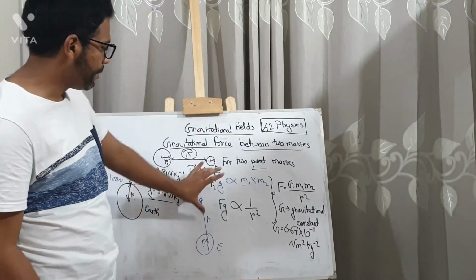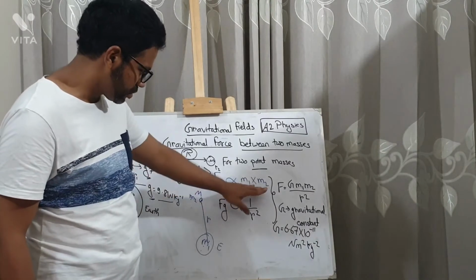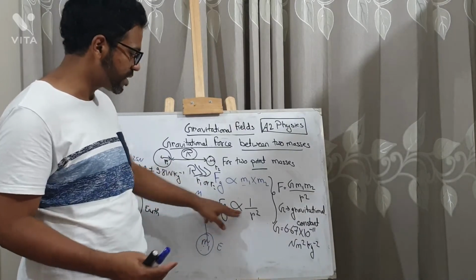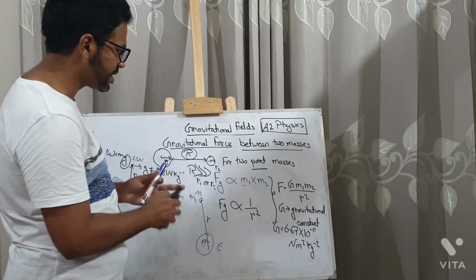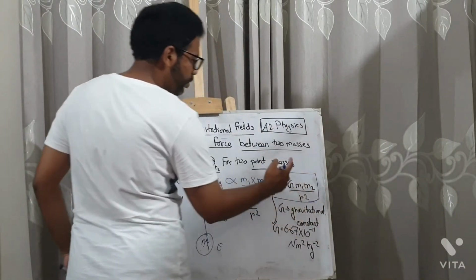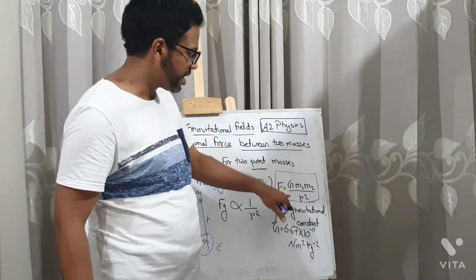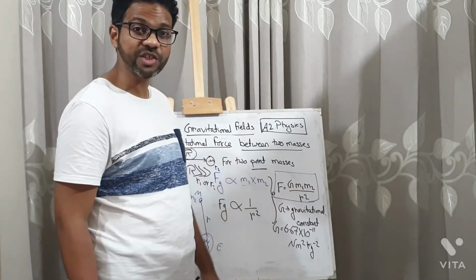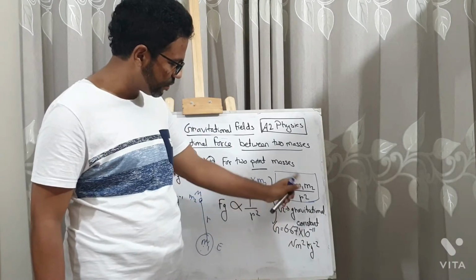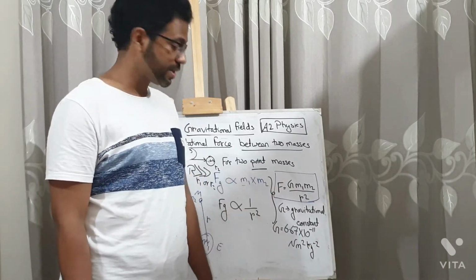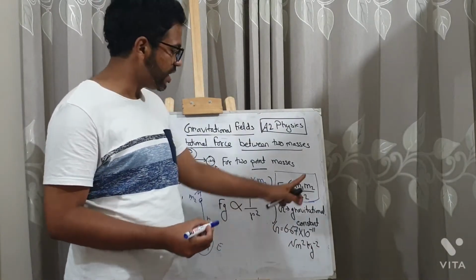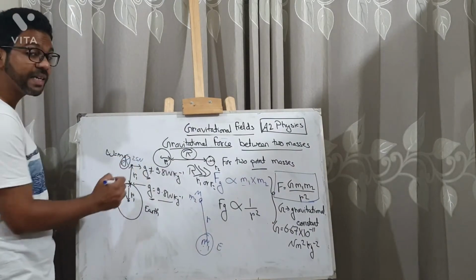Combining these two equations, that the product of the masses is proportional to the gravitational force and the distance between them follows the inverse square law, gives us the force acting between 2 point masses. The gravitational force can be found using F = G m1 m2 / r², where G is a constant which we call the gravitational constant, and the value of G is 6.67 × 10^-11, and its unit is Newton meter square per kg square. So that's how we find the gravitational force acting between 2 point masses, even if we don't know the gravitational field strength of that particular point.